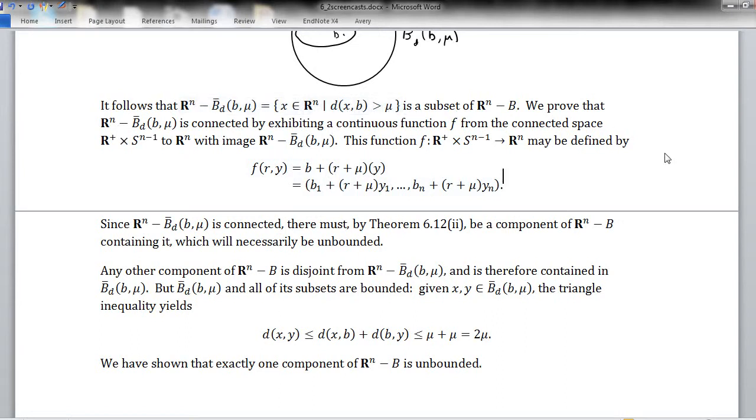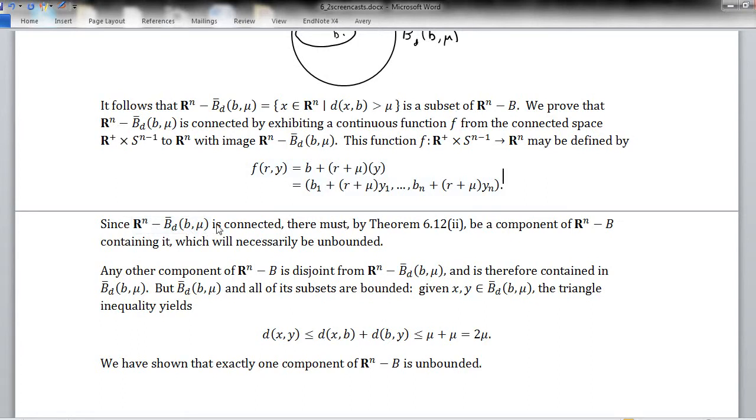So hopefully I've convinced you that the image of this function f is the complement of the closed ball. Hopefully you believe that f is continuous. If you write it out in components, it looks like this, and it's just built up by addition and multiplication, so nothing too crazy. So we conclude that its image is connected.